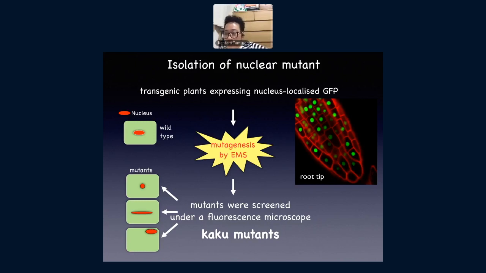To answer these questions, we have been performing a forward genetic approach to isolate nuclear mutants and to identify the genes controlling nuclear dynamics. Firstly, we generated transgenic plants expressing nucleus-localized GFP, and then mutagenized the seeds of these transgenic plants. Afterwards, under a fluorescence microscope, we isolated nuclear mutants, which show abnormal nuclear structure or impaired nuclear dynamics or movement, and named these mutants kaku mutants. Kaku means nucleus in Japanese.